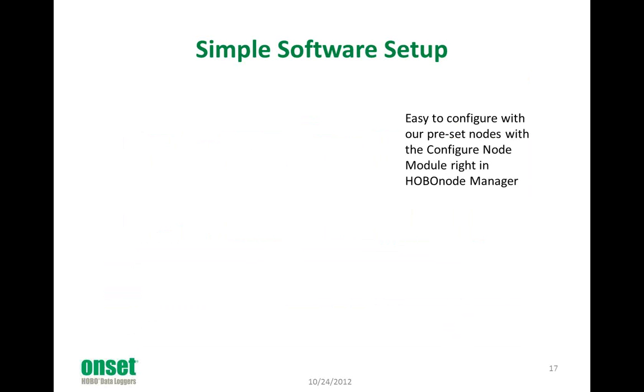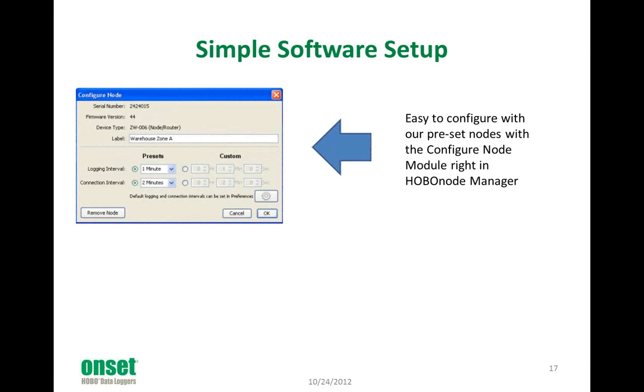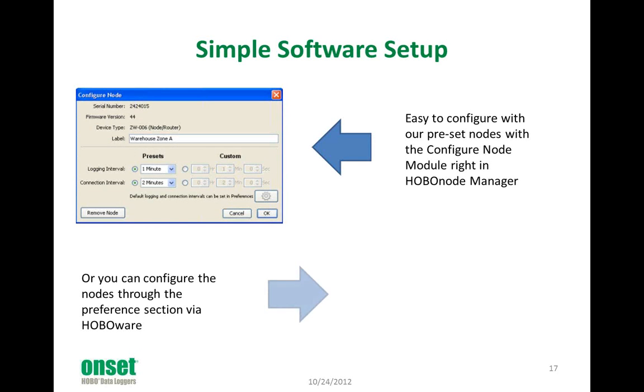So the HOBOnode Manager allows you to configure your nodes by allowing you to easily change your logging and connection interval with a simple drop-down box, or easily create custom intervals depending on your application need. You can also label the node to make it easier for you to understand the data that is coming in. And there are 2 ways that you can go about that.